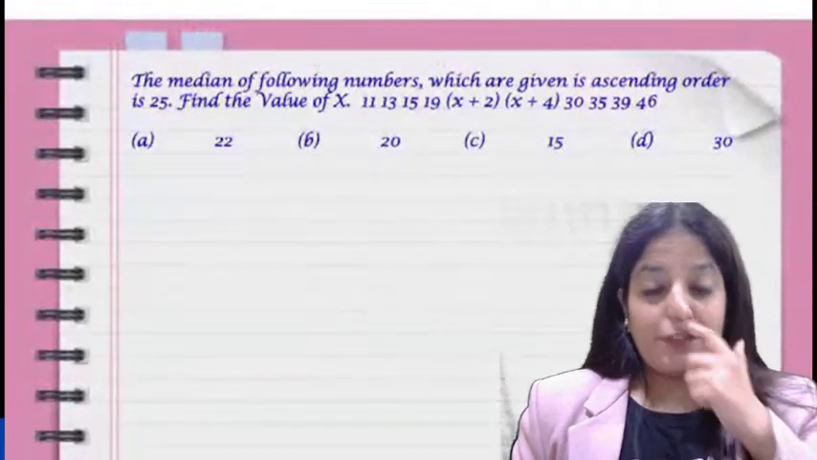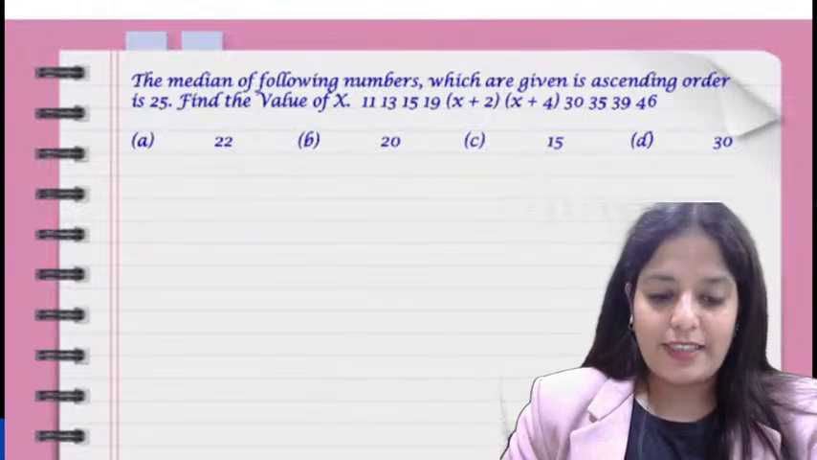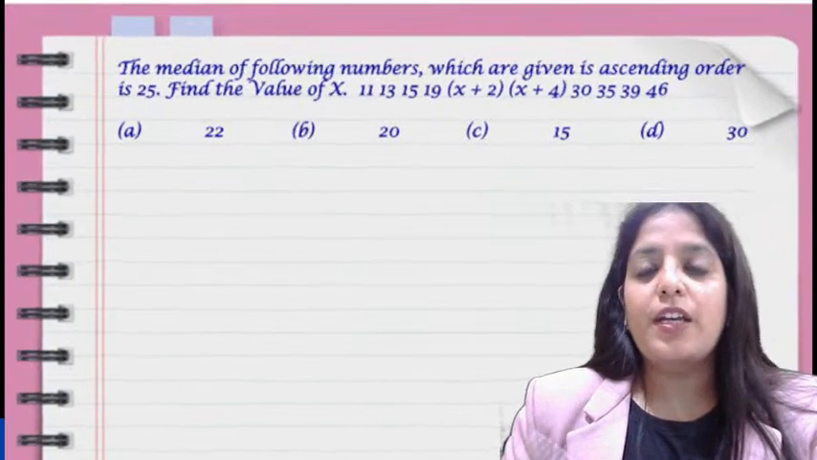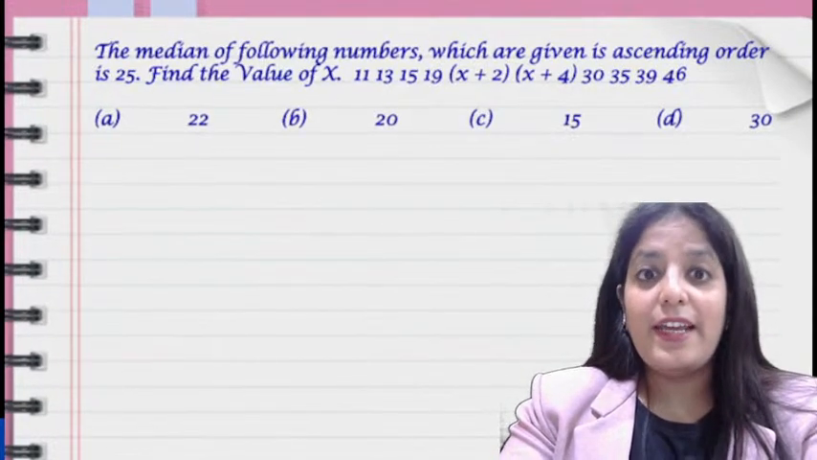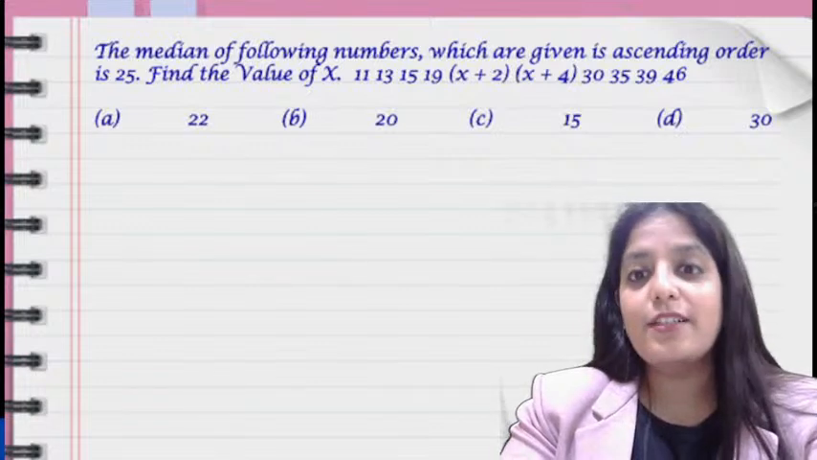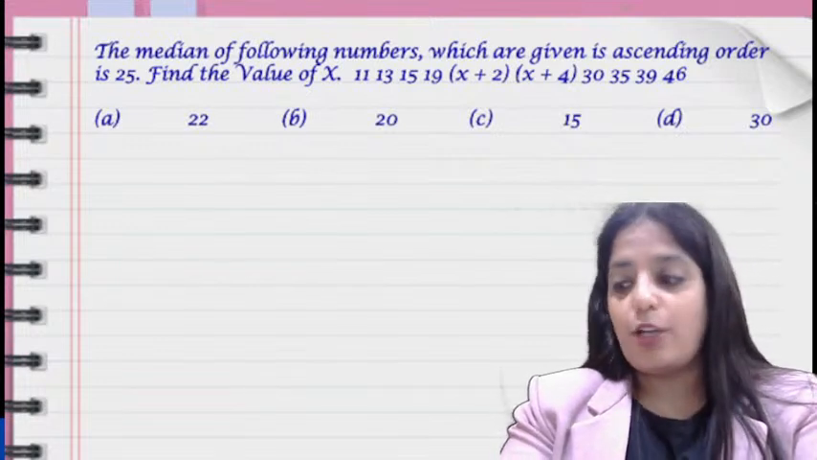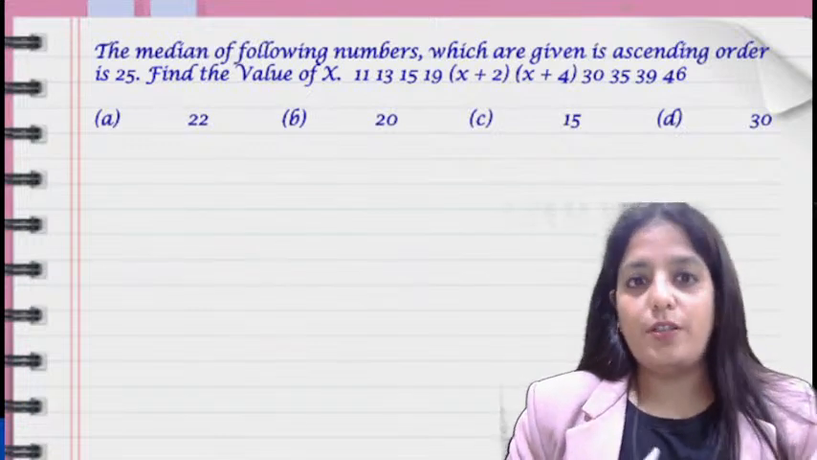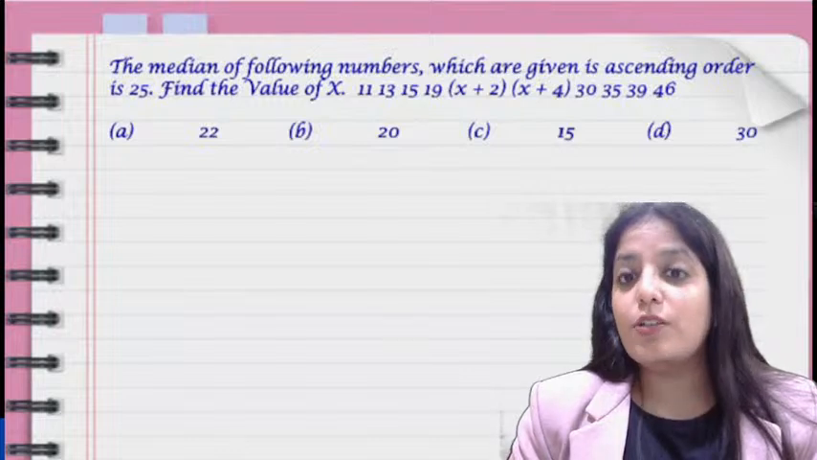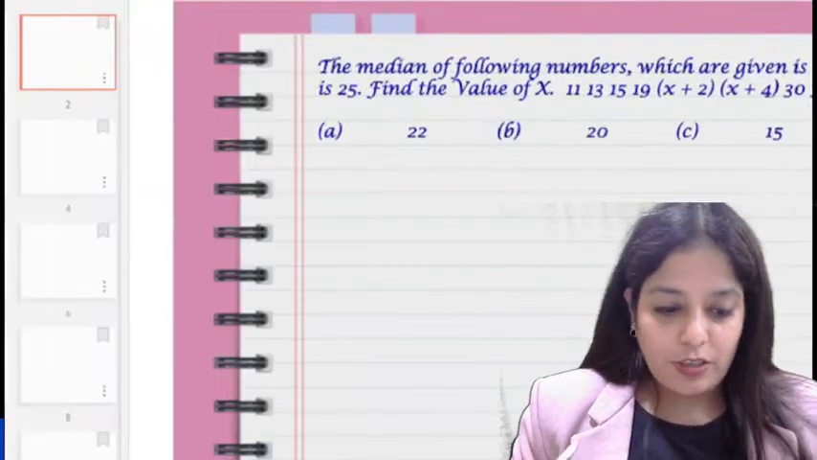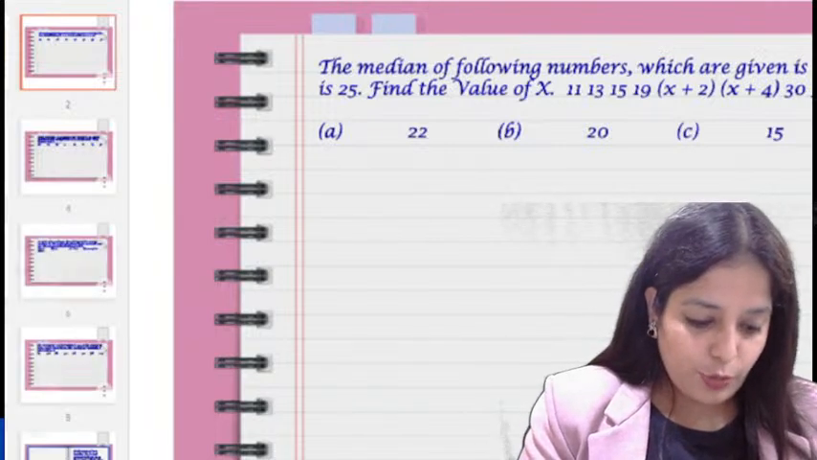So the first question of today's session is on your screen. It says the median of the following numbers, which are given in ascending order, is 25. Find the value of x. Now before we solve this question, we need to be clear with the concept of median, right? So what is the formula for the median that we use?